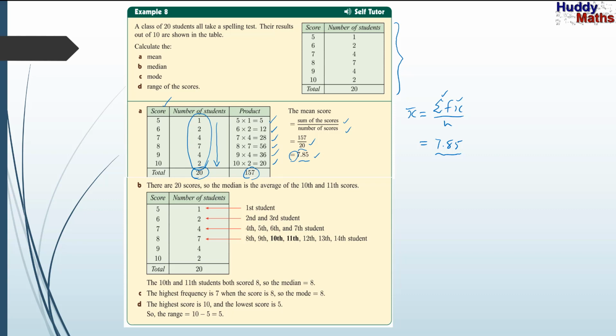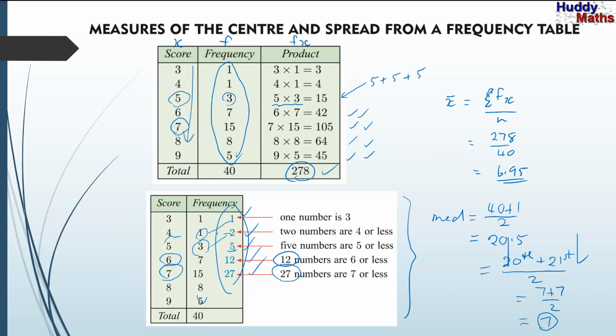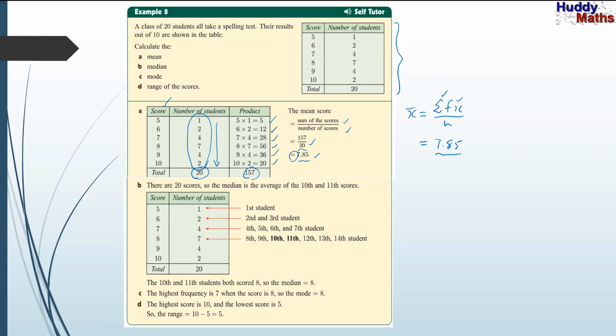Okay, so now let's work out the median. So with the median, there are 20 scores. N is 20. N plus 1 on 2 is 21 on 2, or 10.5. Halfway between the 10th and the 11th score. 10th score and 11th score divided by 2 is the median. And now we've got to work that out. So let's go and find it.